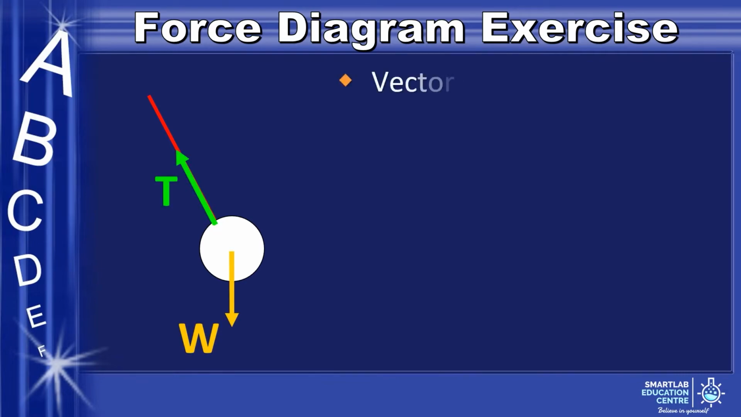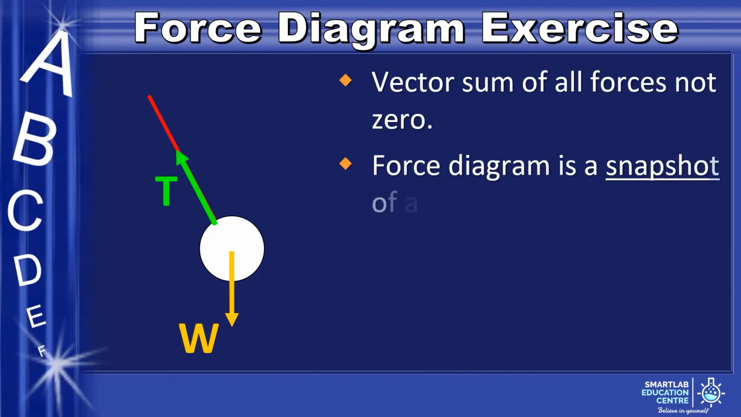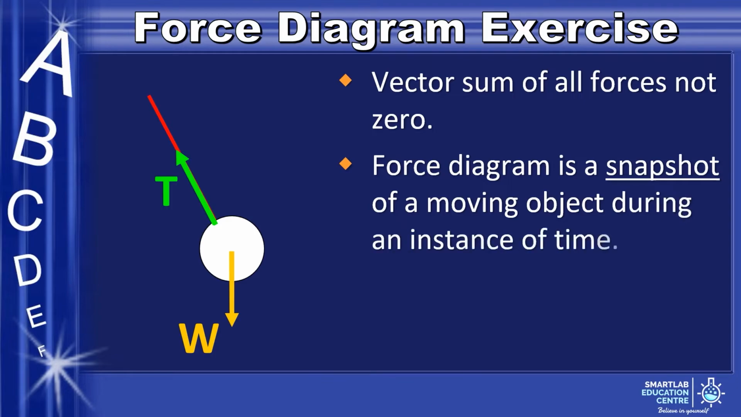The vector sum of all forces is not 0. The force diagram is a snapshot of a moving object during an instance in time and hence, there is a net force during this instance. We can obtain the net force from the vector triangle as shown.